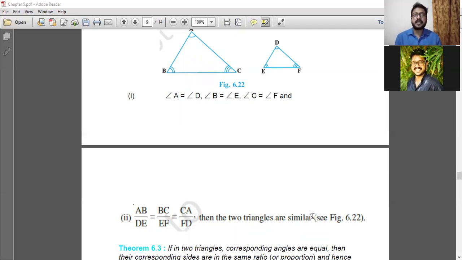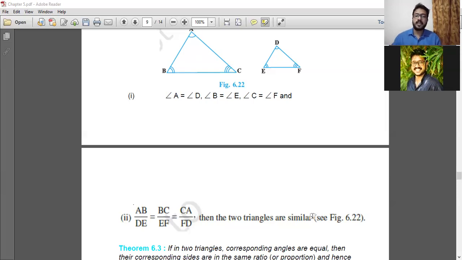But in this section, we will learn specifically some additions, some peculiarities for the similarity of two triangles. Suppose you are given two triangles. Are these two triangles similar only if these two conditions exist? Is there any other possibility for these two triangles to be similar? That we will learn in this section.